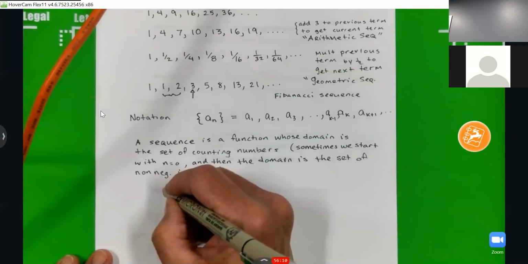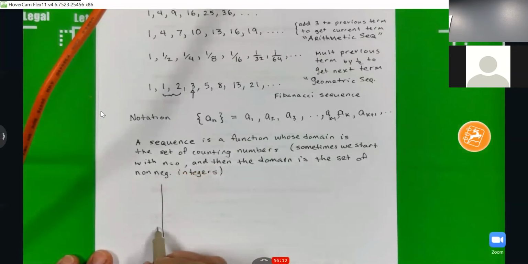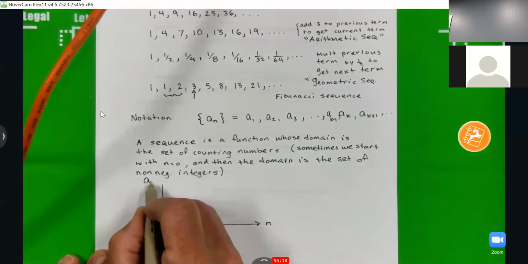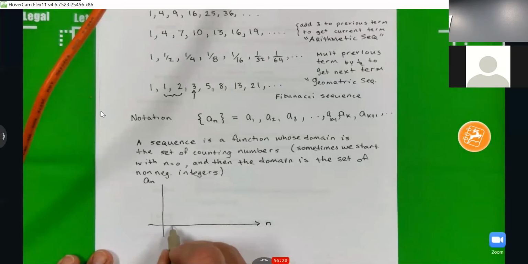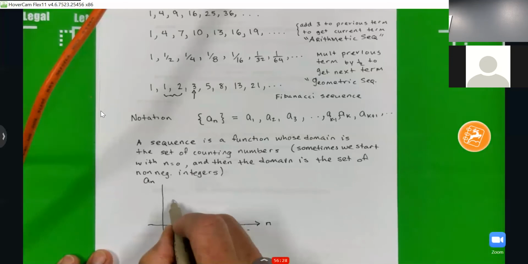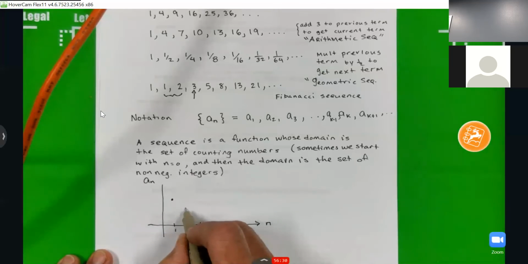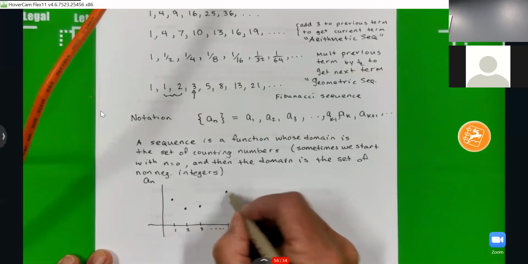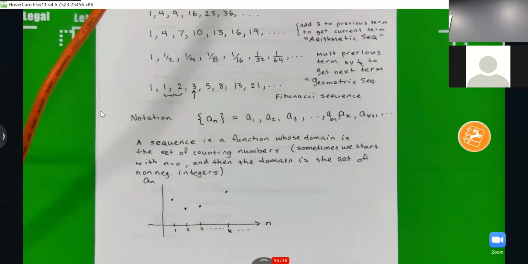So here's an example of what a graph of a sequence looks like. We've got the counting numbers n, and then we've got some sort of height given by a_n. So if I start with 1, maybe there's a value here, might go up, might do some more stuff, might go up, and so on. It's a scatter plot of dots.